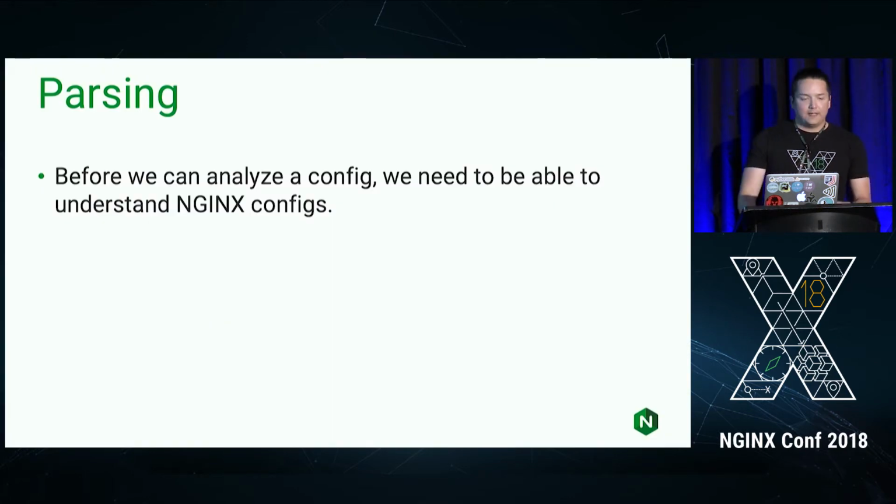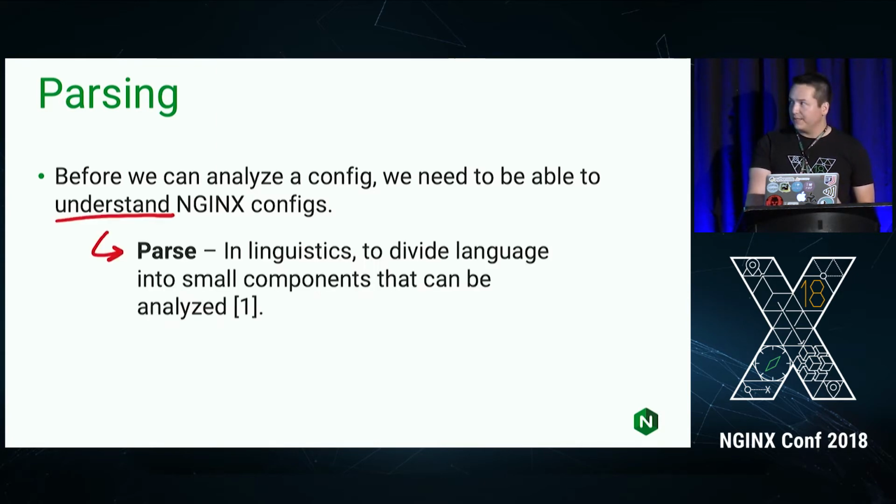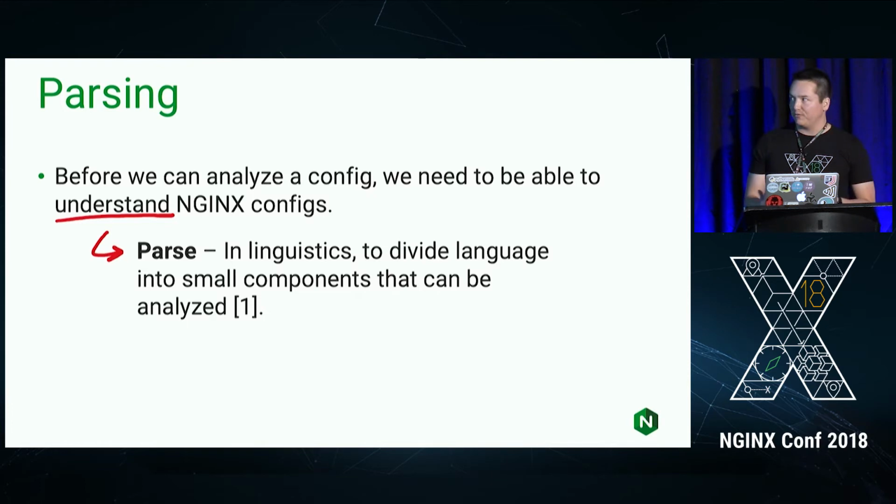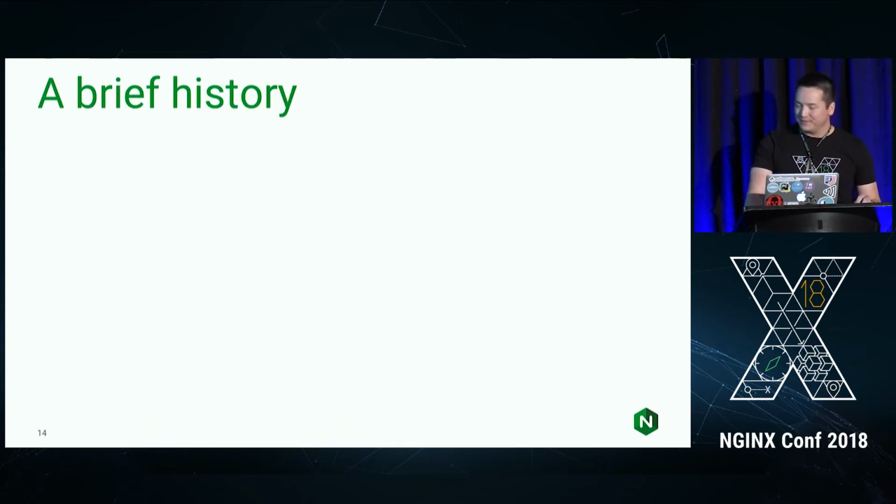But before we analyze NGINX configs, we have to be able to parse NGINX configs. And so the key words here are understand and parse. A little definition from the internet: parse, in linguistics, is to divide language into small components that can be analyzed. So it sounds roughly like what we want to do. We want to divide an NGINX config into small components, which we can then use that structure to analyze. Link to the definition I used.